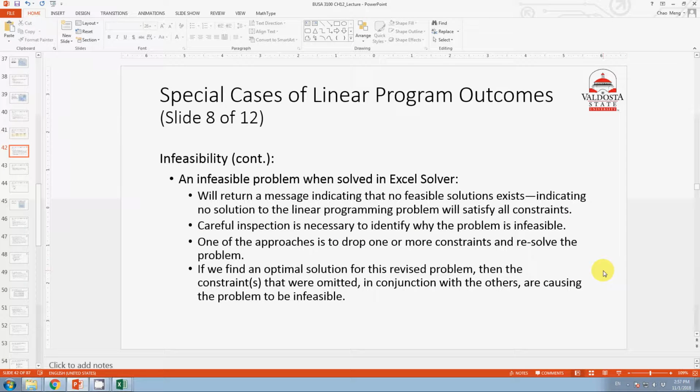Okay. So if we solve an infeasible problem in Excel, the Excel Solver will tell us, hey, no feasible solution exists. So you have to check your constraints and redo the model or change the value of the available resources.